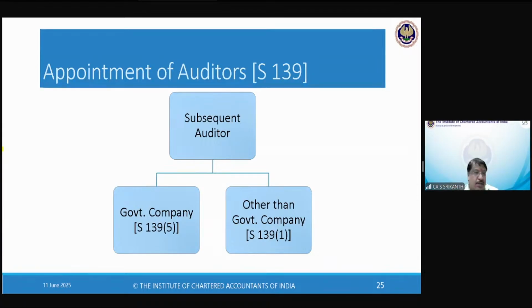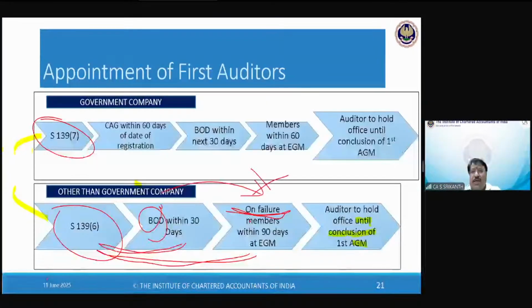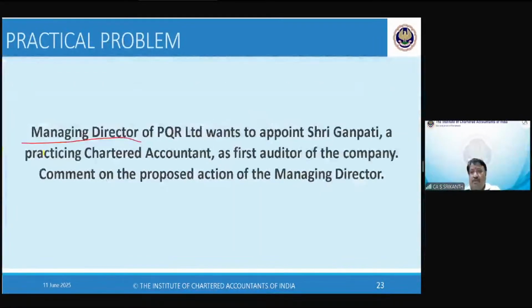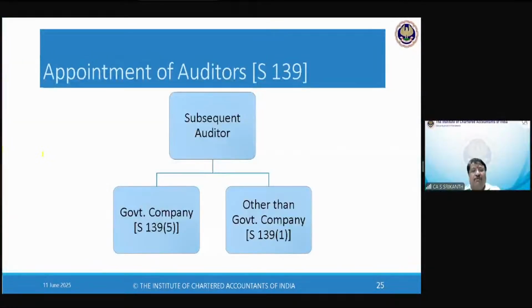Why sixth year? Because at the first AGM, the first auditor will go away. Either he will be reappointed or somebody else. That gentleman or firm will hold office for 5 years. So from the first AGM, we start. Second AGM, third AGM, fourth AGM, fifth AGM, sixth AGM. So from the first AGM, we will appoint him for a period of 5 years. He will hold office till the conclusion of the sixth AGM.